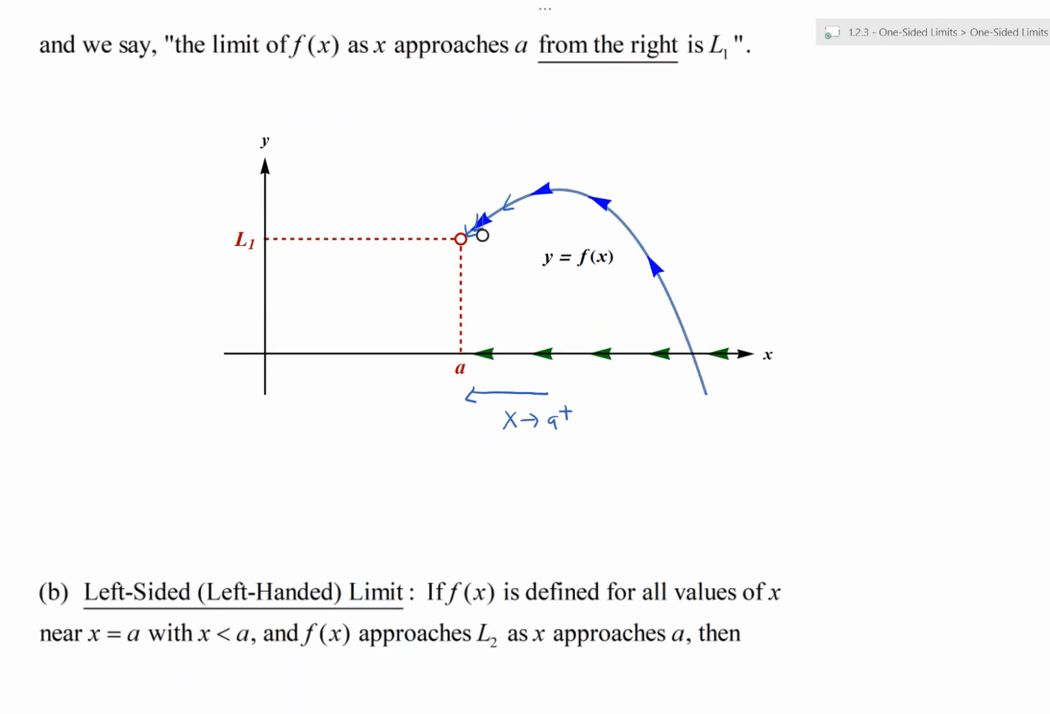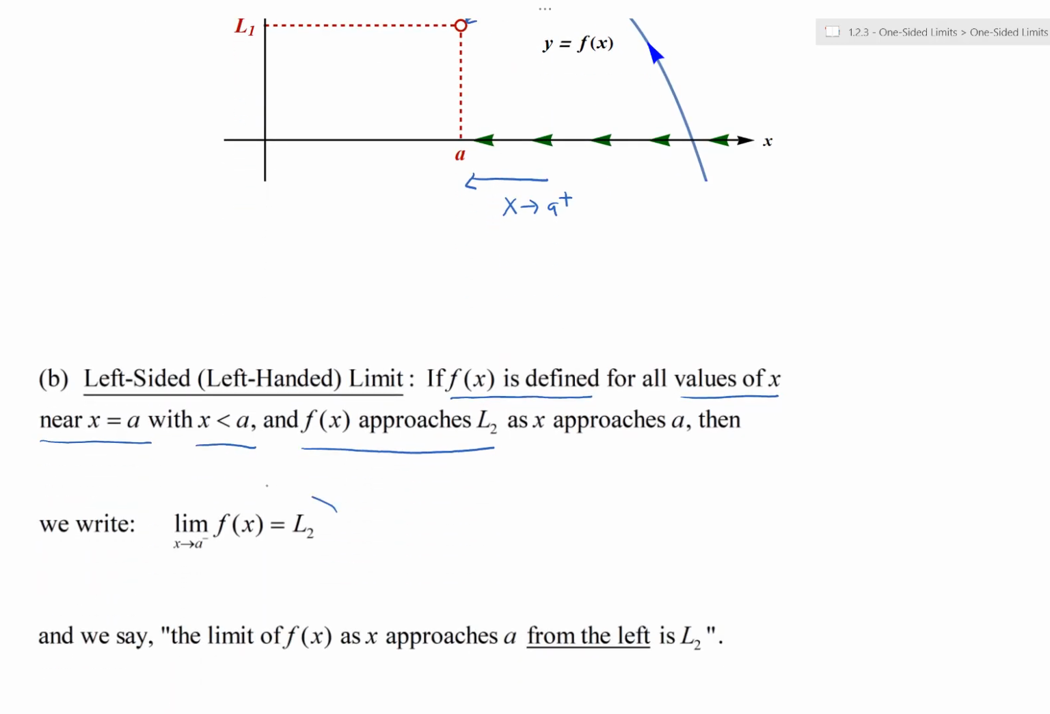Similarly, we could talk about the left-sided limit, or left-handed limit. If the function f of x is defined for all values of x near x equals a, but now with x less than a, and the function approaches some number L2 as x approaches a, this time from the left, we denote it by this. Notice the little minus symbol above the a, similar to the notation we used when we approached x equals a from the right. But now we're approaching x equals a from the left, so instead of the plus symbol, we use the minus symbol. So the plus or minus in the exponent indicates from which direction we are approaching the location of x equals a. If that's the case, we say the limit as x approaches a from the left of the function f of x is L2.